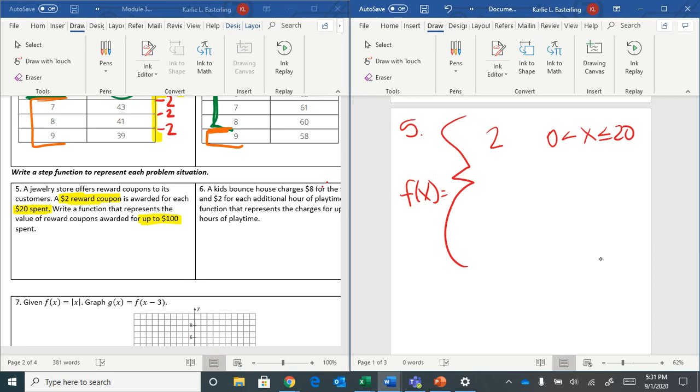And then whenever we'll have $4 worth of coupons, it's going to be after we've spent $20, but it's not going to be until we've spent $40 because we have to spend $20 more. And then we'll have $6 because, again, we're adding 2 each time. We're getting another $2 coupon. And we're not going to be at 40 because once we've spent over 40, it's going to be when we get to 60.